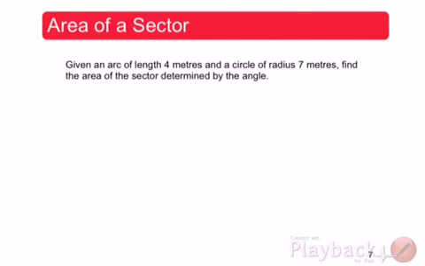So I've got, given an arc length of 4 meters and a circle radius of 7 meters, find the area of the sector determined by the angle. So I'm trying to find the area of the sector. So to do that, I need to get my pen working. A is equal to a half r squared theta. Okay, so for that formula I need the radius, which I already have, so my radius is equal to 7, and I also need my theta.